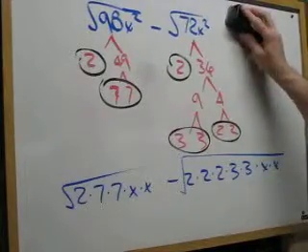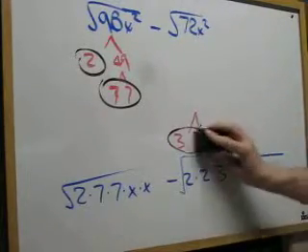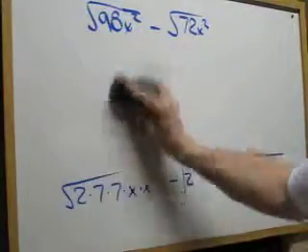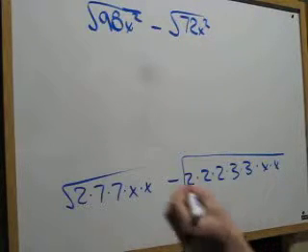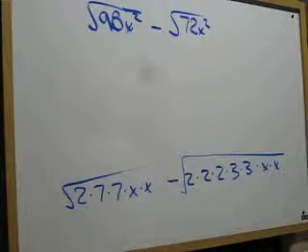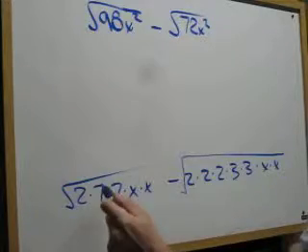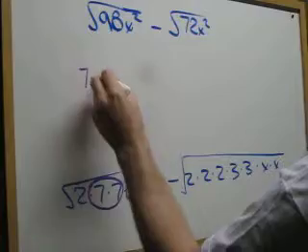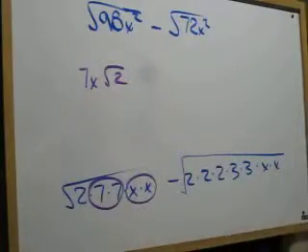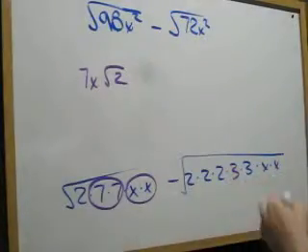Let me erase this up here so I can put my answer in the middle, and compare our original with what we've got here. So when we do that, we can take our 7's and our x's and pull them out. So we have 7x square root of 2. Looks a lot different than what we started with.